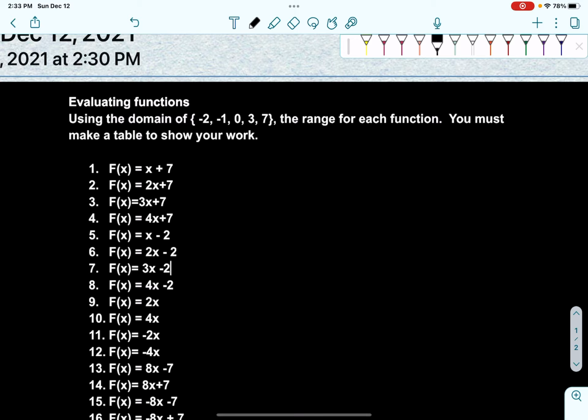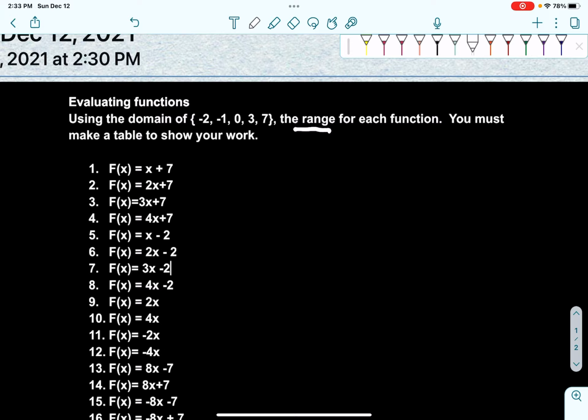So this piece right here, those are going to be your x values. So you're going to have to make a table for that to work. And then they want us to find the range. It says you must make a table to show your work.